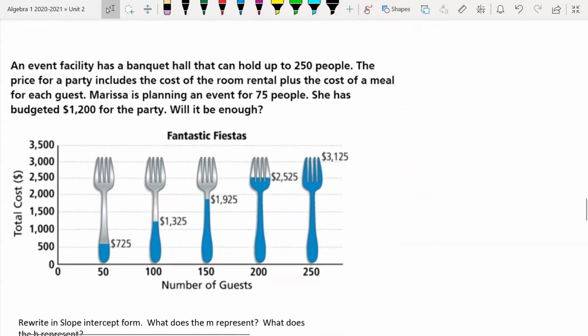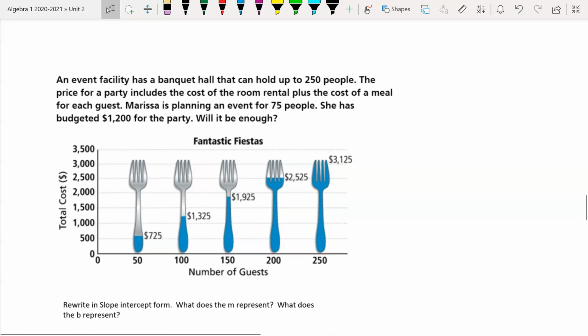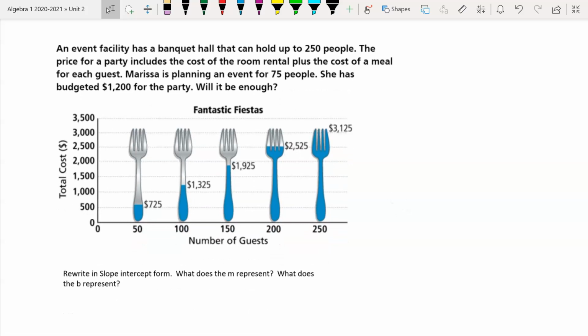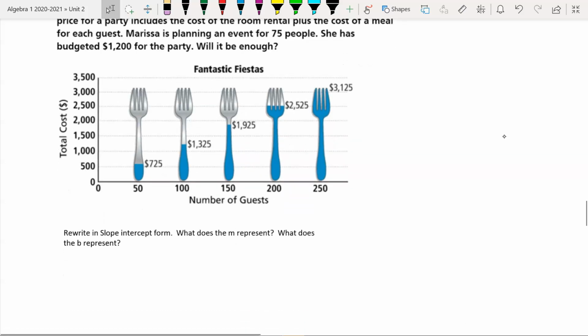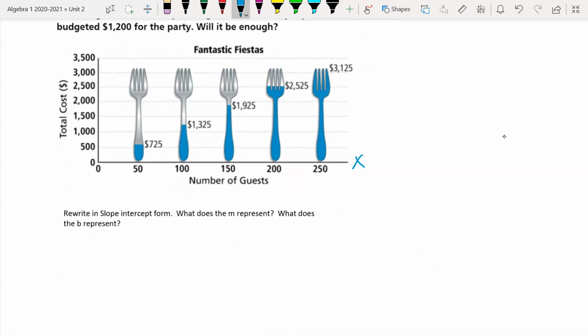All right. So now the next one's a word problem. It says an event facility has a banquet hall that can hold up to 250 people. The price for a party includes the cost of the room rental plus the cost of a meal for each guest. Marissa is planning an event for 75 people. She has budgeted $1,200 for the party. Will it be enough? Well, guys, don't forget, this is your X right here. This is your Y.